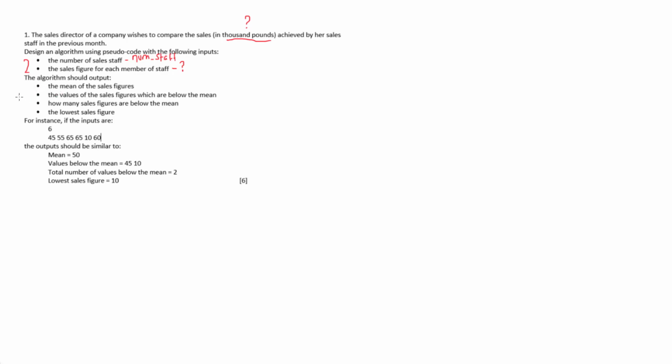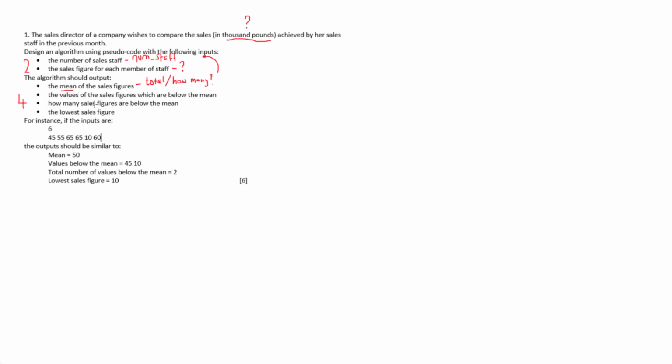The algorithm should output four different things. The first thing is the mean of the sales figures. So in order to calculate the mean, I need the total divided by how many I've got. And that will be how many staff I have, which is num_staff. So I'll have the total divided by num_staff, and that will work out the mean for me.